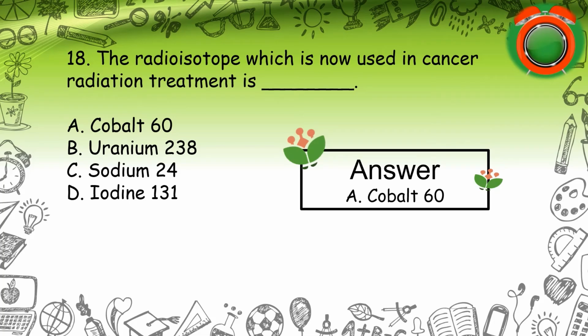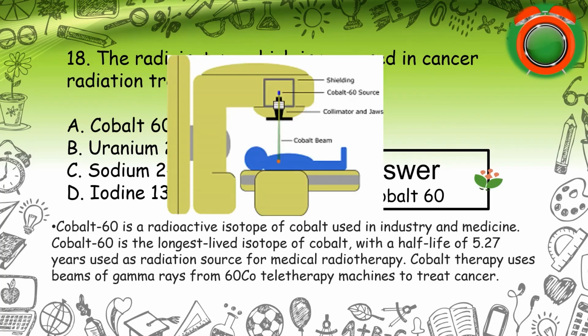The correct answer is A. Cobalt-60. Cobalt-60 is a radioactive isotope of cobalt used in industry and medicine. Cobalt-60 is the longest-lived isotope of cobalt, with a half-life of 5.27 years, used as radiation source for medical radiotherapy. Cobalt therapy uses beams of gamma rays from cobalt-60 teletherapy machines to treat cancer, as shown in the picture.